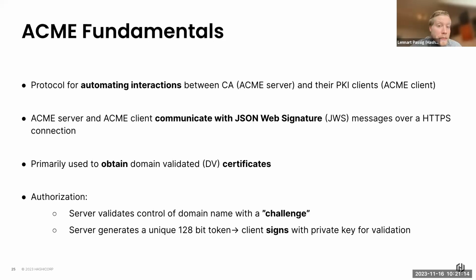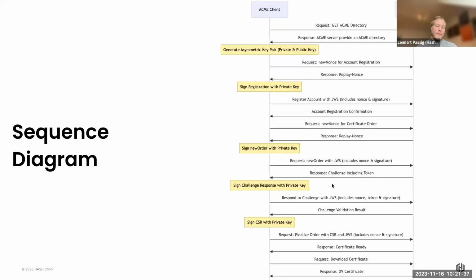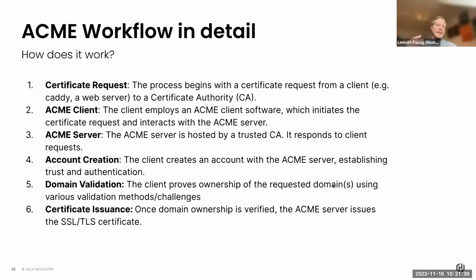Then it is primarily used to get those domain validated certificates. And the authorization happens with a challenge, that I've mentioned before. Also, the classical CA has a challenge, but this is an automated challenge, right? And it generates a token, and this is being signed. What does that mean? How does it work in detail? And then we go into the sequence diagram.